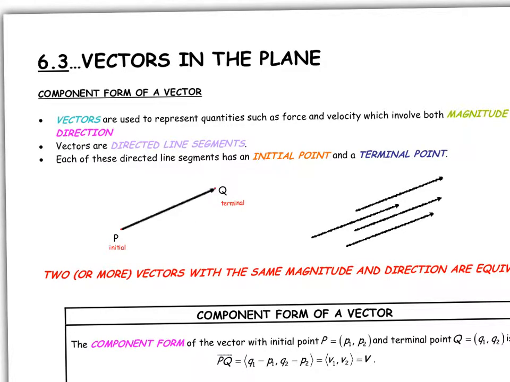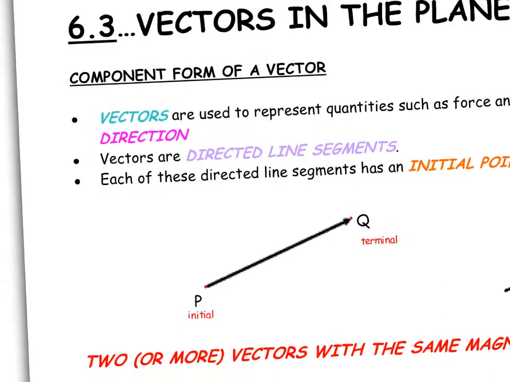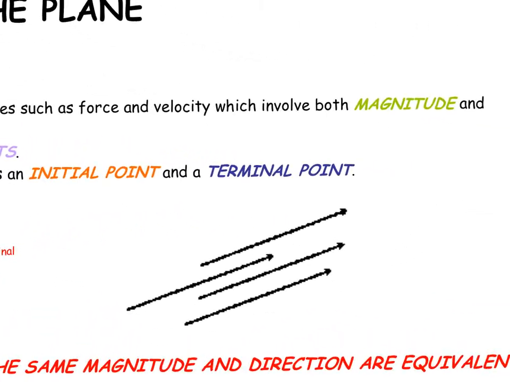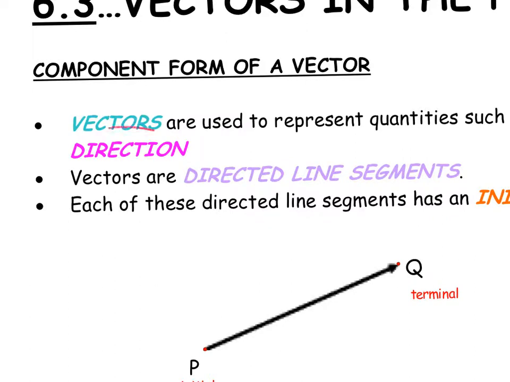So, vectors in a plane. First off, vectors are used to represent quantities such as force and velocity, both of which involve magnitude, so that's size, the amount of force that you apply, and direction. You go in a particular direction: I go east, I go south, I push it left, I push it right, etc.